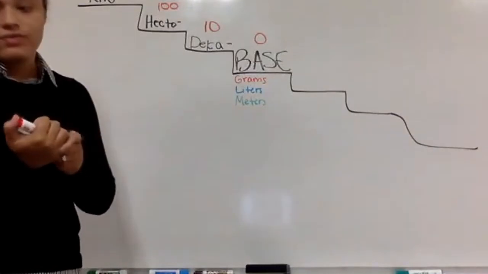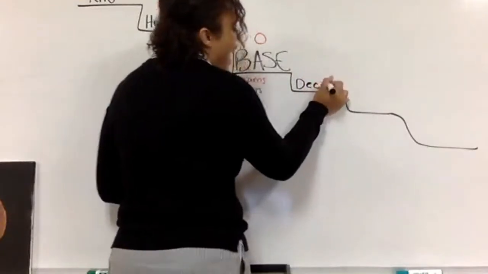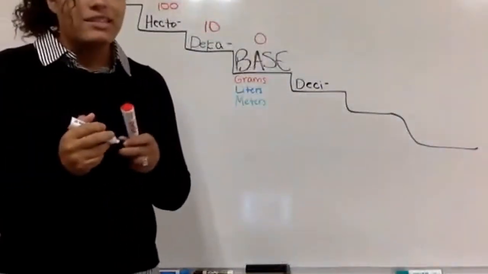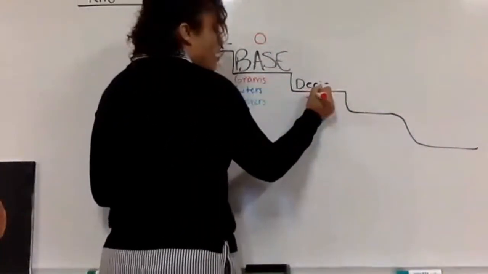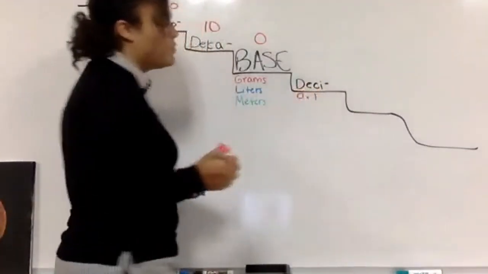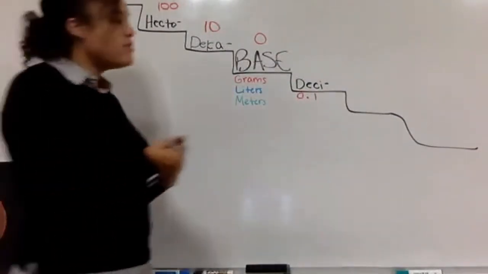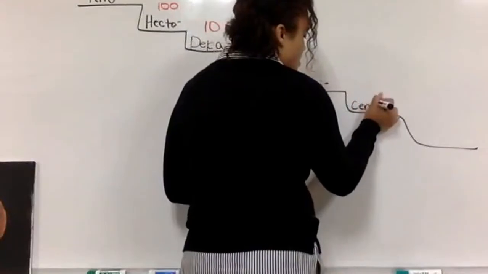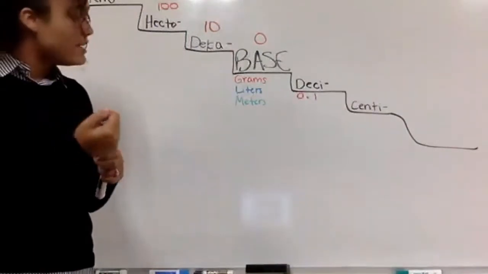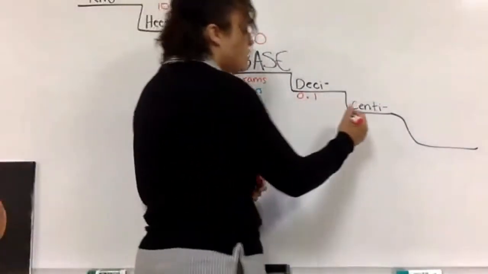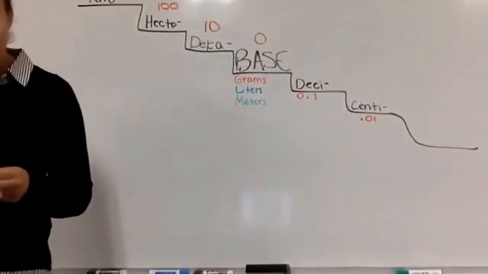So when we move down from our base unit, we go to deci, D-E-C-I, deci. That means things are getting smaller. This is our tenths place. Add that TH on there. So 0.1, that's what we're looking at here, 0.1 for that deci. Then we move on to centimeters. We've heard that before, centimeters. And when we talk about centimeters, we realize that that is our hundredths place. So 0.01 is our centimeters.